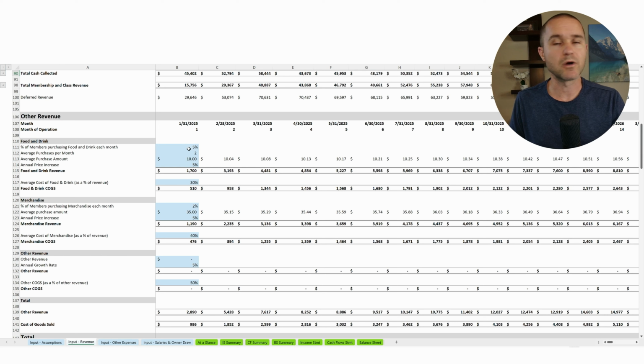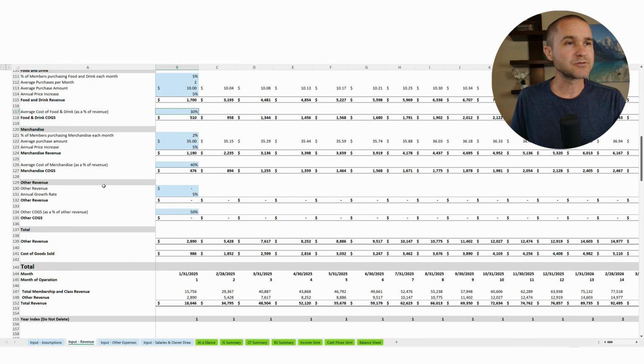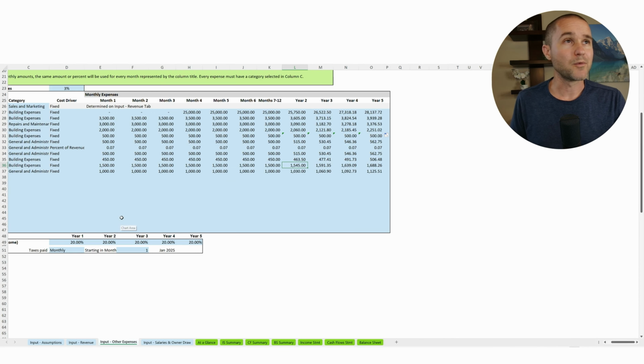You can put in what percentage of members are going to purchase, how many times a month they will purchase, what the average purchase amount is when they do purchase, and then what the cost of goods sold percentage is for those items that you're selling. And that's really it on the revenue and cost of goods sold side. So we are almost done here.